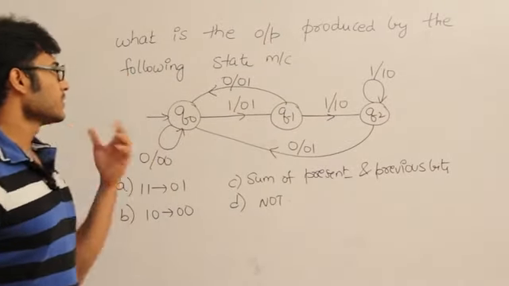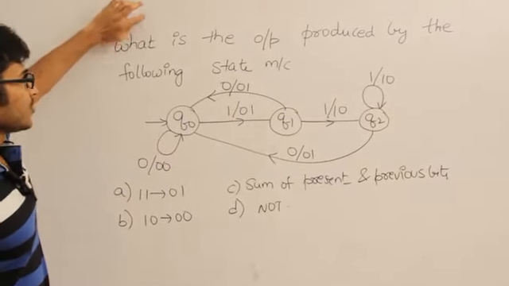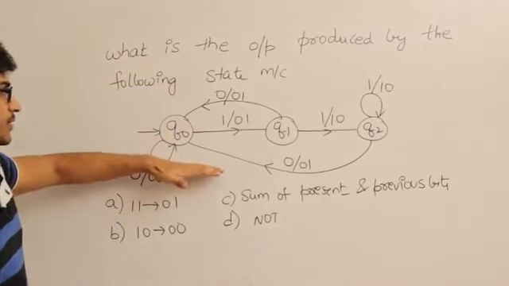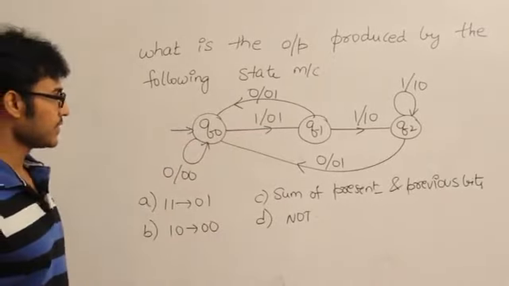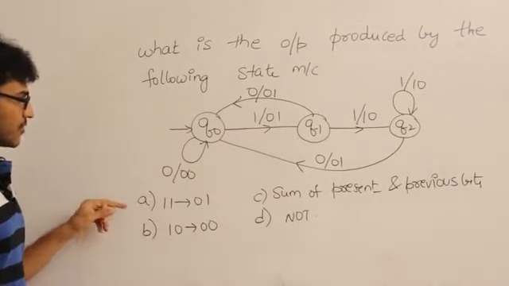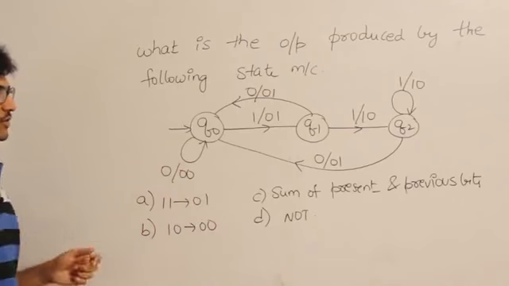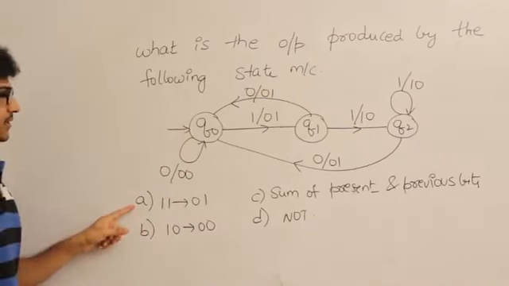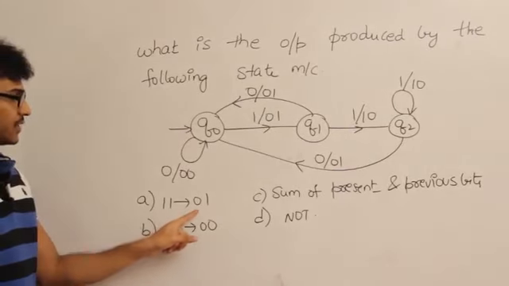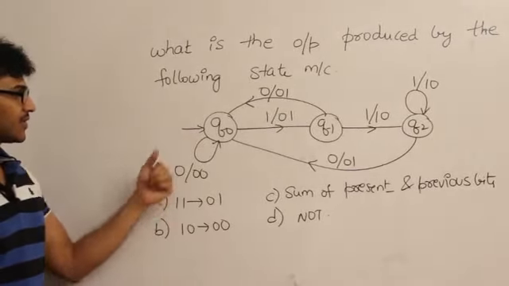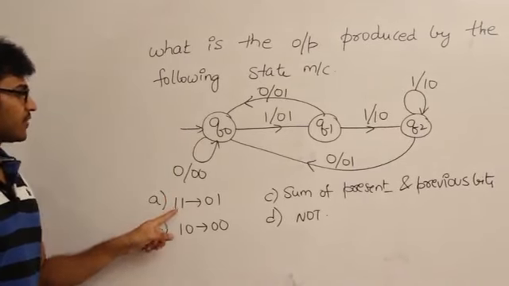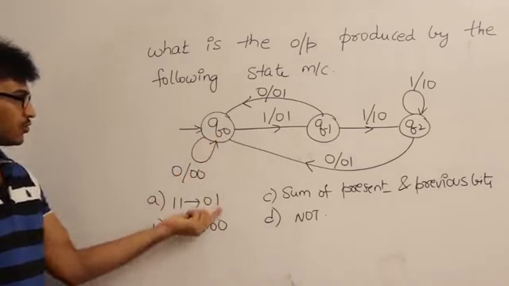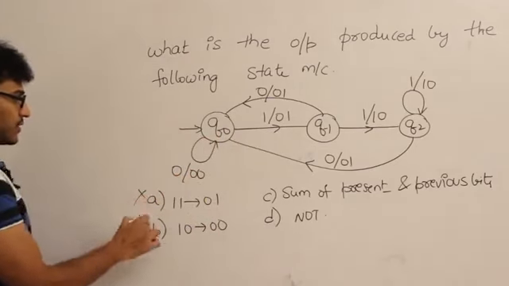Now let us say this is the question given. What is the output produced by the following state machine? If you look at this machine closely, you can understand that it is a Mealy machine, and some options A, B, C, D are given. We have to choose which one is right. The first option says that if I give input 1 1, it gives output 0 1. So obviously it is false. Why? Because for every one symbol it is going to print two symbols, so this is wrong.